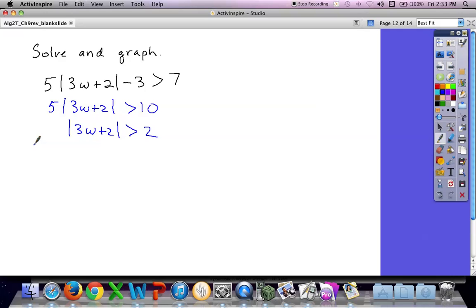You solve them both. So here's 3w plus 2 is greater than 2, or 3w plus 2 is less than negative 2. Right, at that point, there's no more absolute value. Solve them. So subtract 2. 3w is greater than 0. W is greater than 0. Subtract 2. 3w is less than negative 4. W is less than negative 4/3.